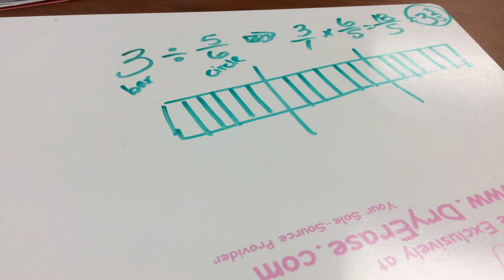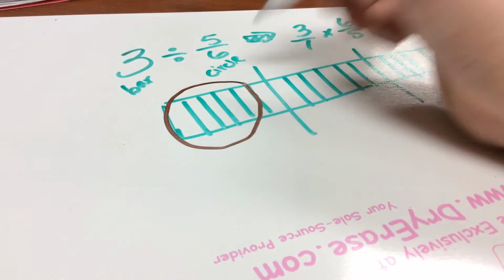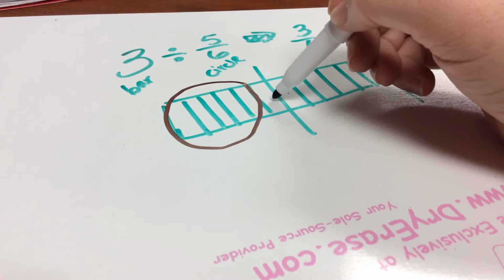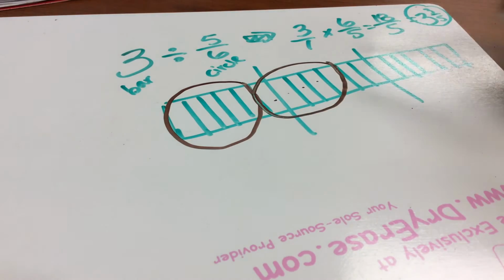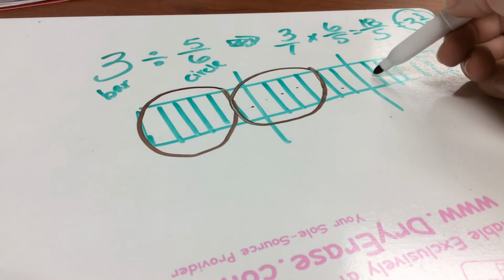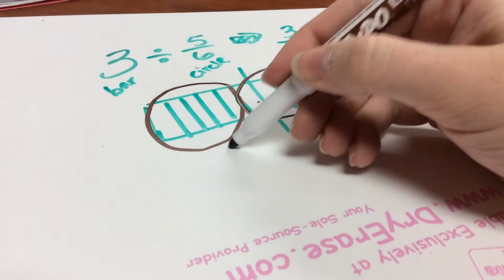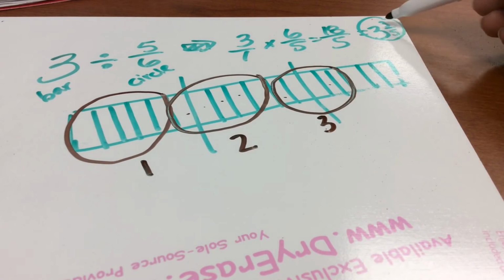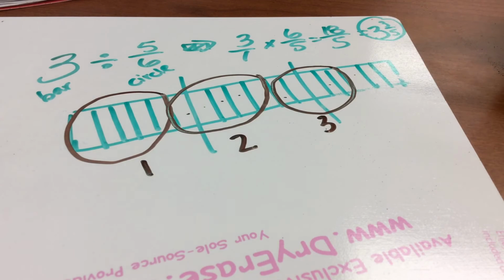Okay. Now, my groups are 5/6. So if I go like this and I circle 5/6, I'm going to group the next 5/6. 1, 2, 3, 4, 5. I'm going to group the next 5/6. 1, 2, 3, 4, 5. Now, so this is 1, 2, and 3. Now, our answer here said it was 3/5, and you're like, wait, but that's equal to 1/6, 1/6, and 1/6. That's 3/6.